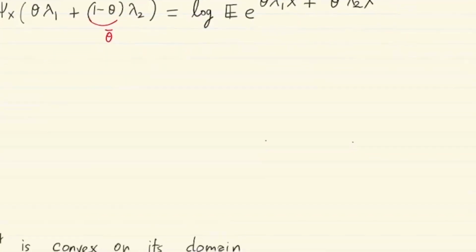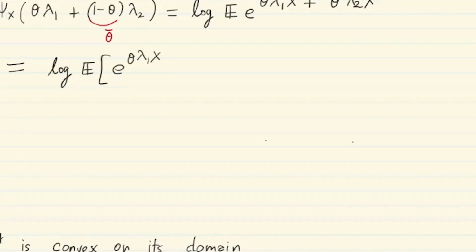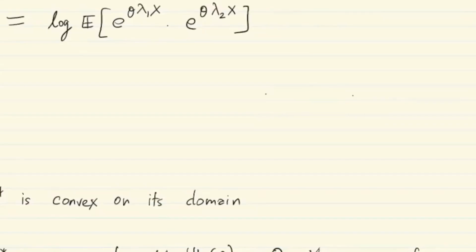Okay. So one can write this as log of the expected value of a product of e raised to theta lambda 1 x into e raised to theta lambda 2 x. Okay. Now we will apply a very standard result, a standard inequality which you may have seen before, called Holder's inequality, to get, so the log is the same outside.